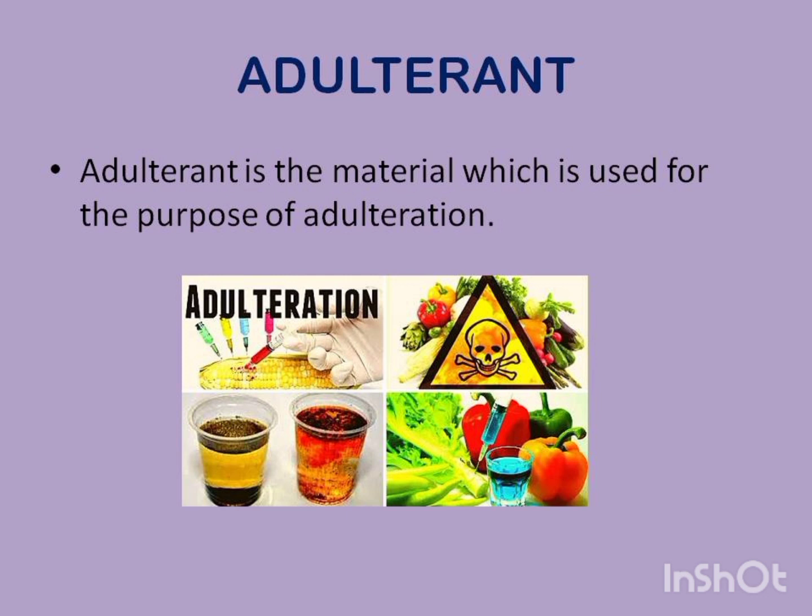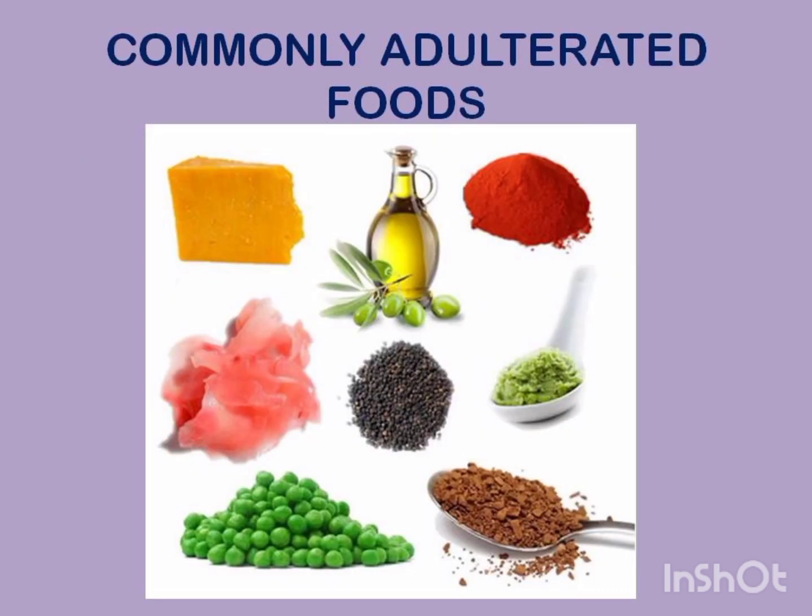What is the cause of adulteration? There is some material that is used to undergo adulteration. That material is called an adulterant. So adulteration is caused by an adulterant. There are many commonly adulterated foods. For example, we can say edible oil, pepper, coffee powder, peas, and chili powder. These are some of the commonly adulterated foods.